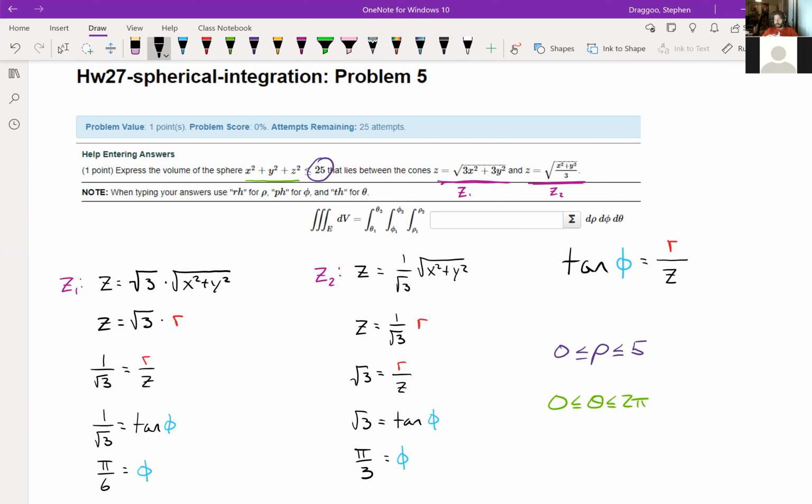If I'm wanting this equation here, tangent phi is equal to r over z. It's an equation that helps us to relate cylindrical coordinates to spherical coordinates. There is a corresponding equation in rectangular coordinates. It's just tangent phi equals the square root of x squared plus y squared all over z. That one I think is a little bit messier to remember. This one's nice and concise.